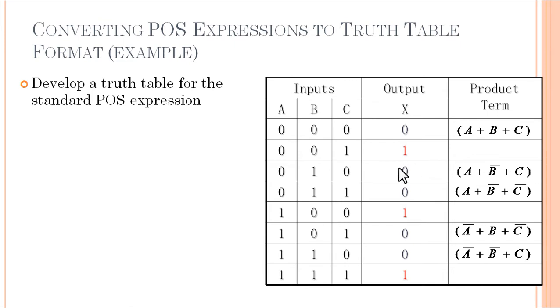So we have considered only the values in the output which are zeros, and we have written the terms, that is, the sum terms of the expression. The terms we have written will be multiplied together to give the POS expression.